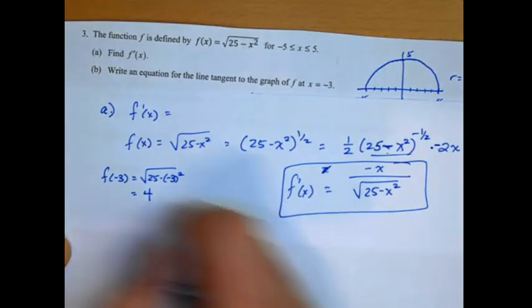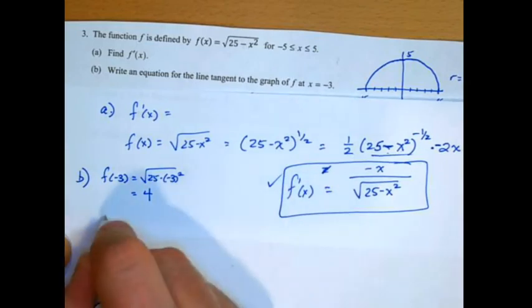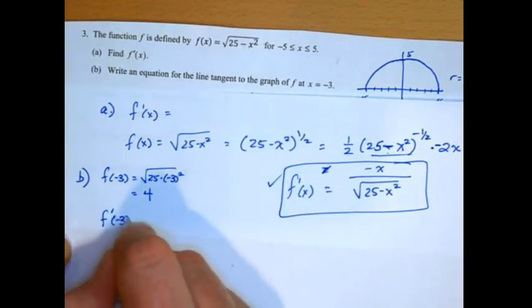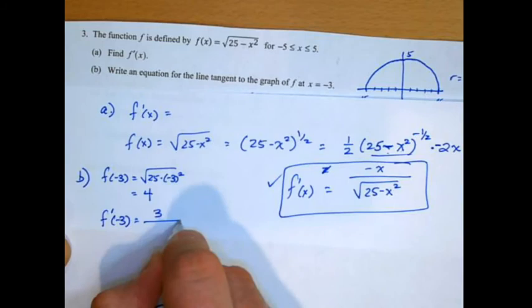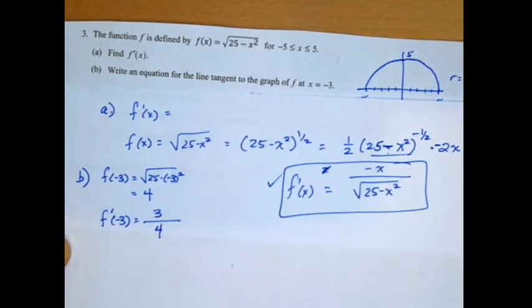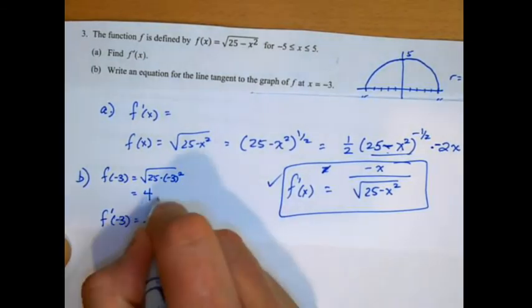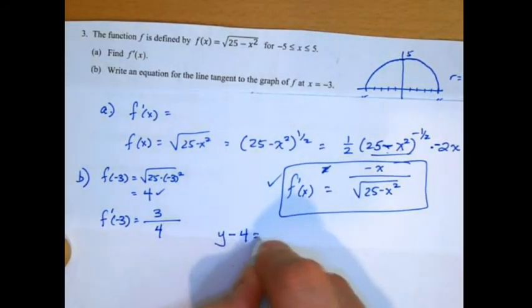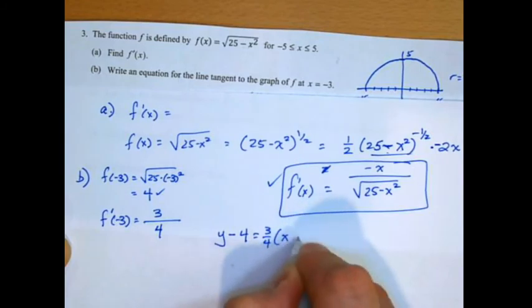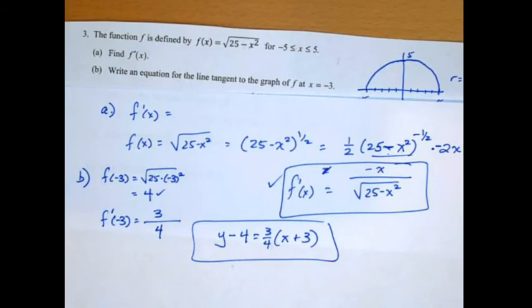So for part B, I need this because I need to find what f prime of -3 is. And that's going to be +3 over 4 still, right? 25 minus 9, square root is 16. So I have the equation now: y minus 4, there's my y value, is equal to 3/4 times x plus 3. There's the equation of the tangent line. That's all you need to write.